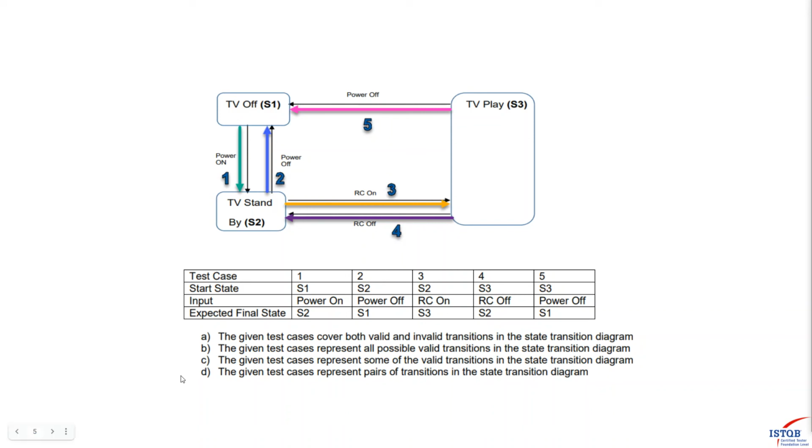Let's check the last answer. Answer D. The given test cases represent pairs of transitions in the state transition diagram. This one is strange and tricky, and could confuse us. But S1, S2, and S3 can't have a pair. There is only one transition. And we don't see any particular logic in the test cases, those are not grouped. Because of that, answer D is incorrect.